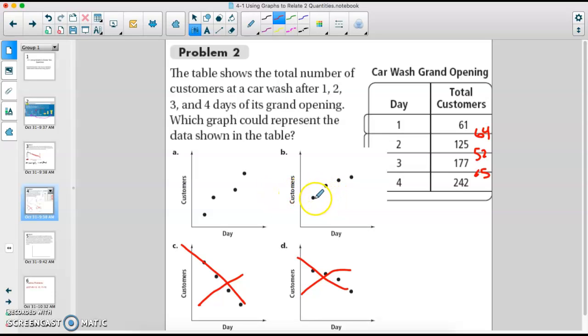And here you see how we increased, and then we didn't increase quite as much, and then we increased a lot again, right? And so this one kind of levels out a little bit too much to represent the data. Okay, this would be like big growth from day 1 to day 2, a little bit on day 2 to day 3, and even less on day 3 to day 4. Okay, so this one does not represent the data, and our choice is A.